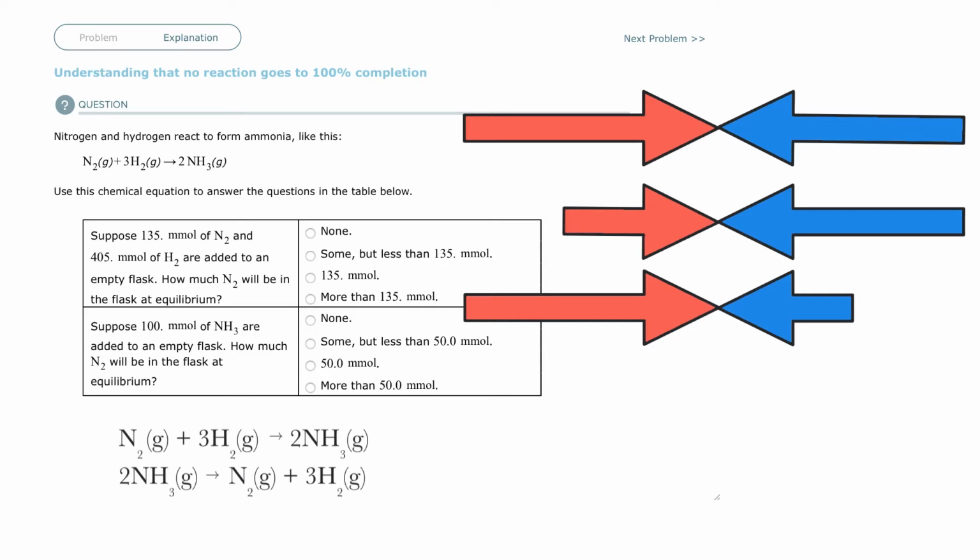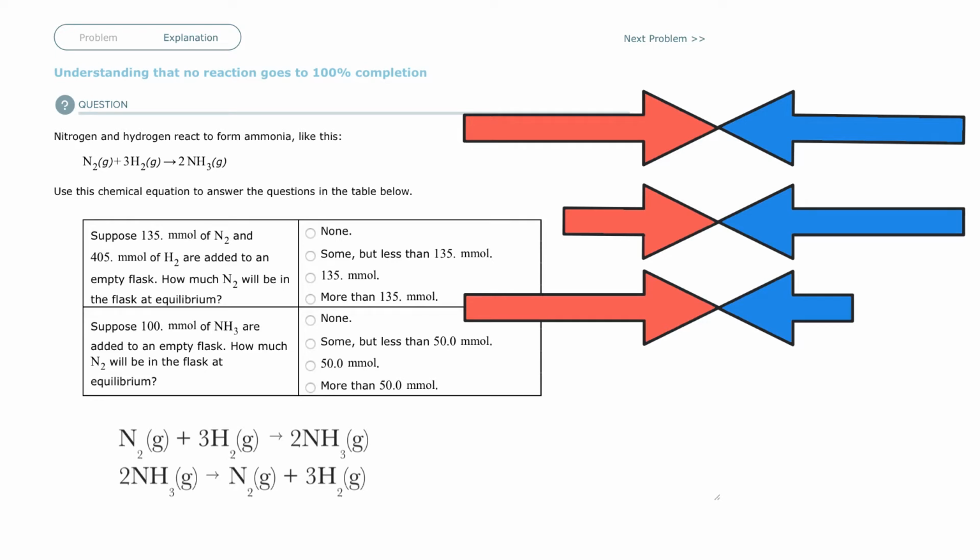Welcome back. This is an ALEKS training video on understanding that no reaction goes to 100% completion. All right, so in this example, we have nitrogen gas and hydrogen gas coming together in a 1-to-3 relationship to form ammonia. For every 1 mole of nitrogen gas and 3 moles of hydrogen gas, it comes together and forms a product called ammonia, and you're going to get 2 moles of ammonia. What is true about every reaction is that this ammonia itself can break down.